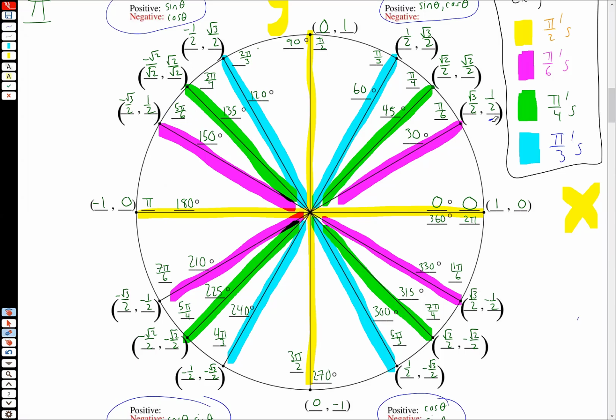Okay, and I'll give you guys a couple of seconds. Go ahead and look. When is the x coordinate square root 3 over 2 and negative square root 3 over 2?